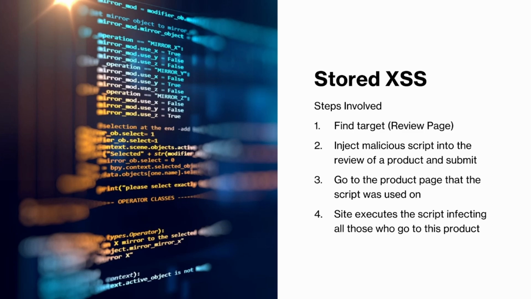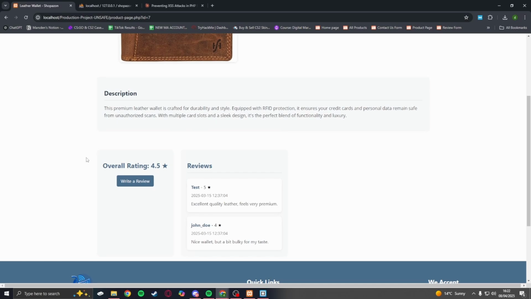The steps involved in this one are find the target, which we already have. It's the review page. Then we need to craft and inject some malicious script into the review of a product and submit it. Then we need to go back to the product page and see if the script is actually working. We now need to go down to write a review.